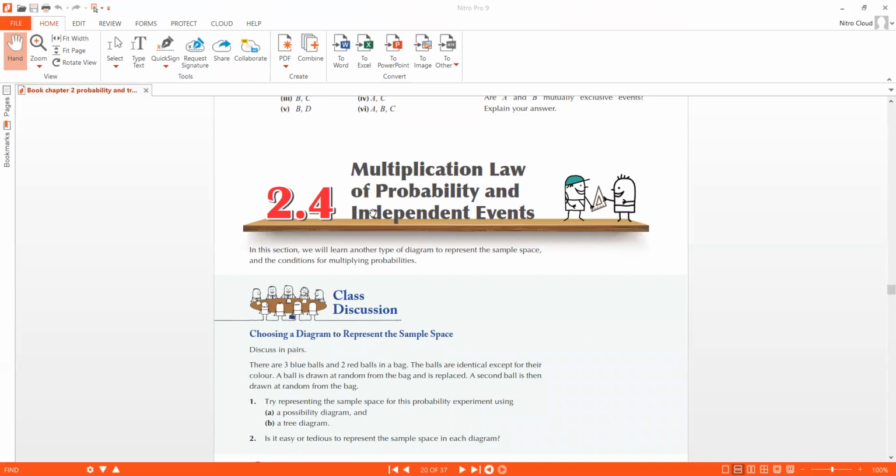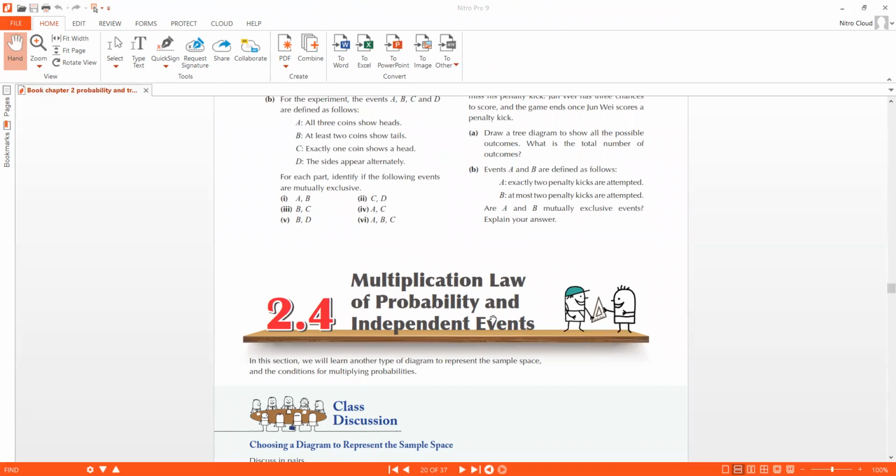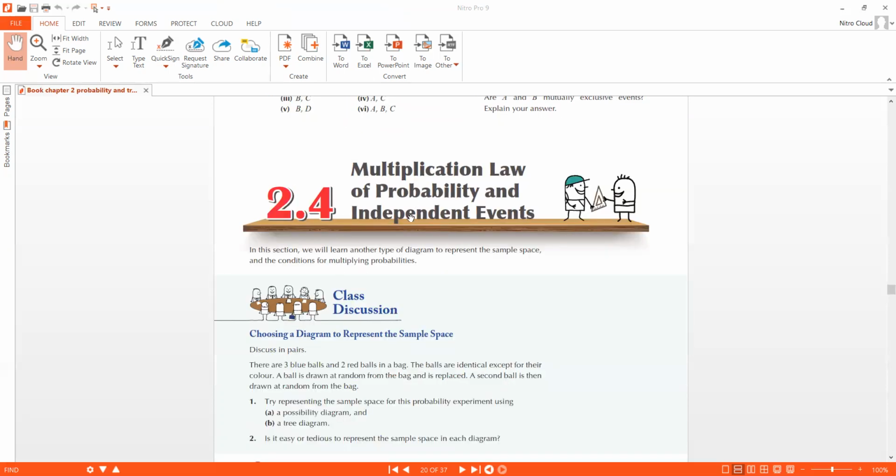Let me move on to the next question. Multiplicative law of probability and independent events. In the case of independent events, we are talking about mutually exclusive events, where nothing is common. I am saying independent events means mutually exclusive events in which nothing is common.